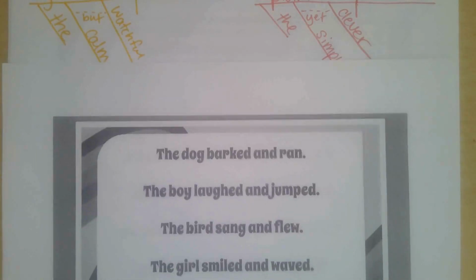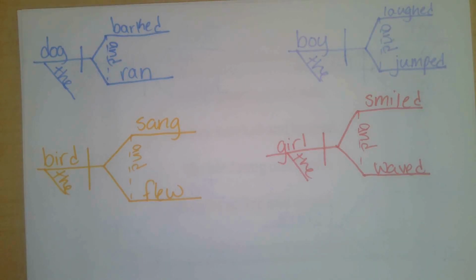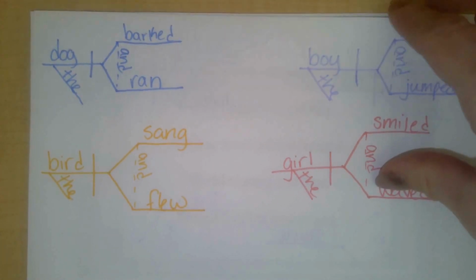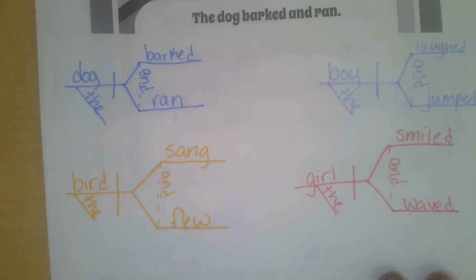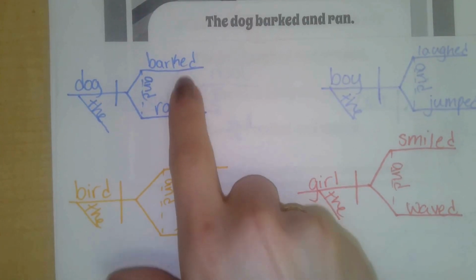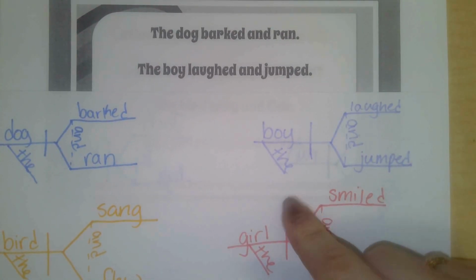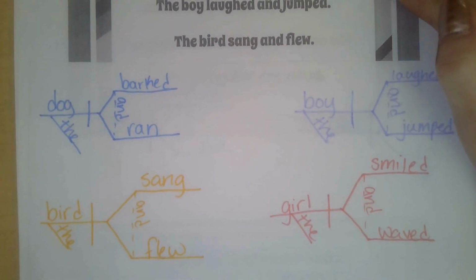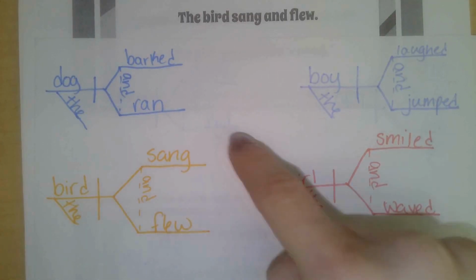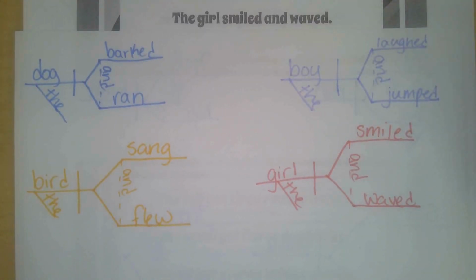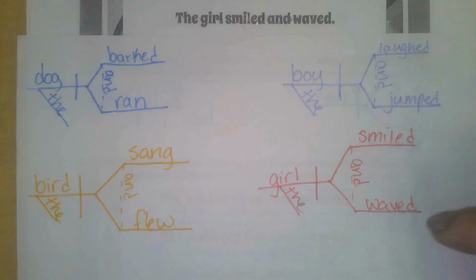Here are the answers. Oop, I have the wrong page on here. Okay, here's the correct answers. The dog barked and ran is our first one. We have a single subject, the dog. Two verbs, barked and ran. Our second one, the boy laughed and jumped. Single subject, the boy, laughed, jumped, multiple verbs. The bird sang and flew. Bird, two verbs. The girl smiled and waved. Single subject, girl, smiled, waved, multiple verbs. Okay.